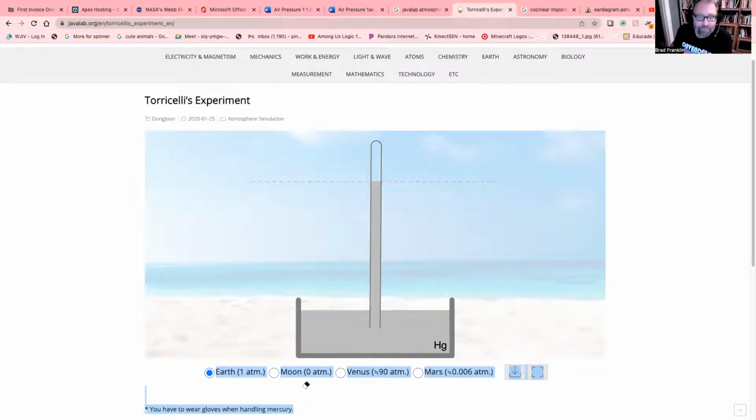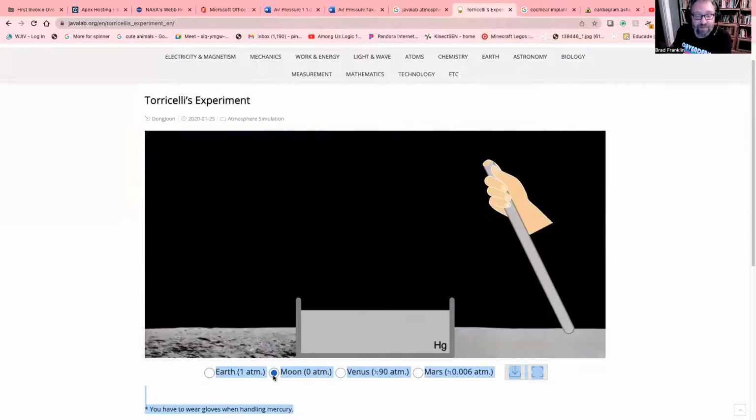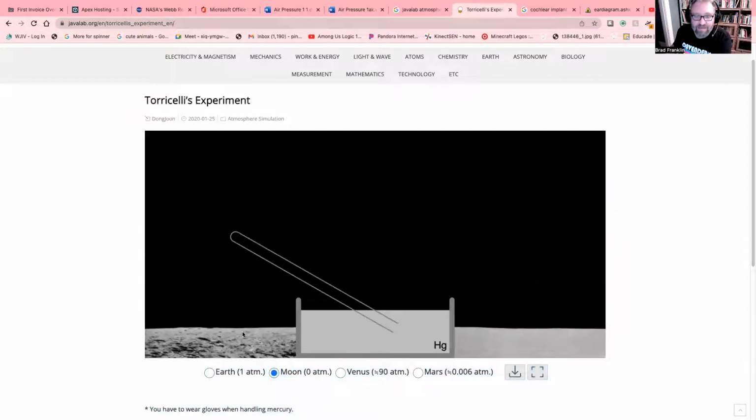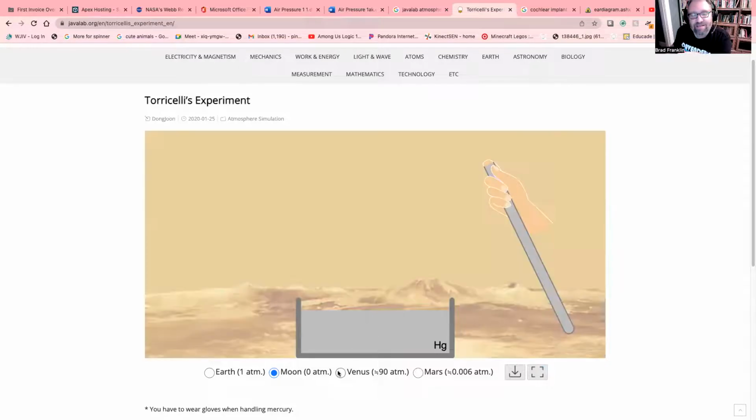Now look here. Here I can tell it to show me what the pressure is on Earth, on the moon, on Venus, on Mars. On the moon, for instance, there's no air pressure at all, so no column goes up into that tube, right? 0 atmospheres. On Venus, it's around 90 atmospheres, so the tube is completely full. The air pressure is much higher. We have 1, Venus has 90.